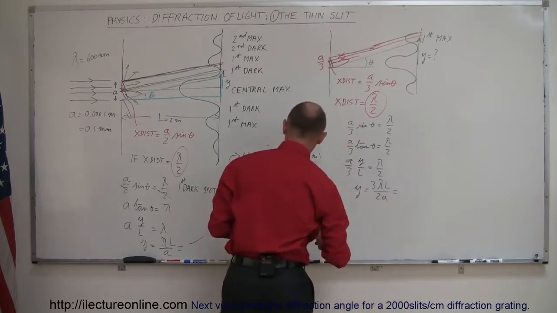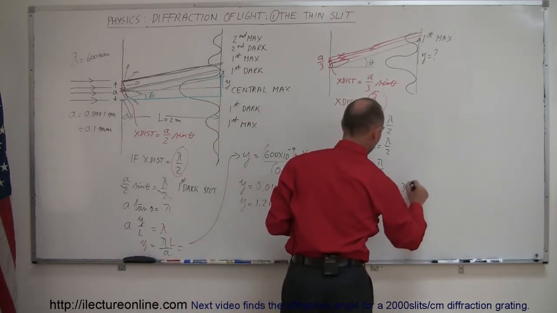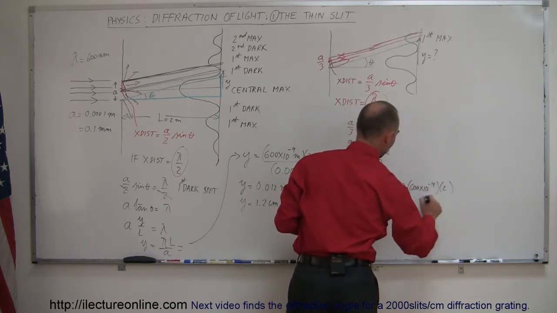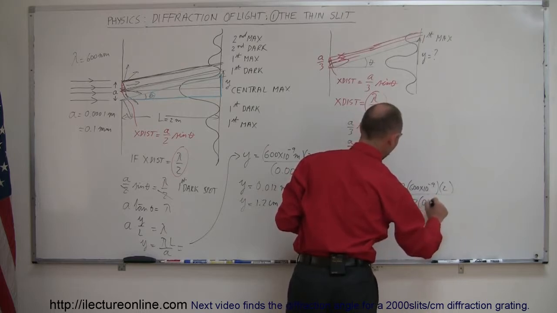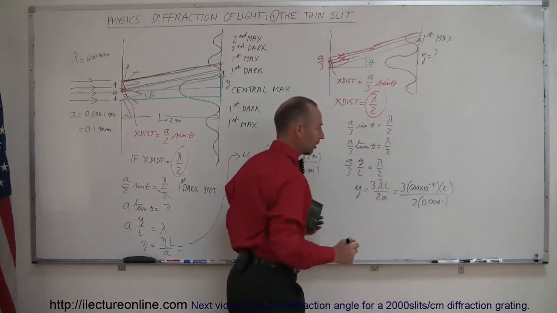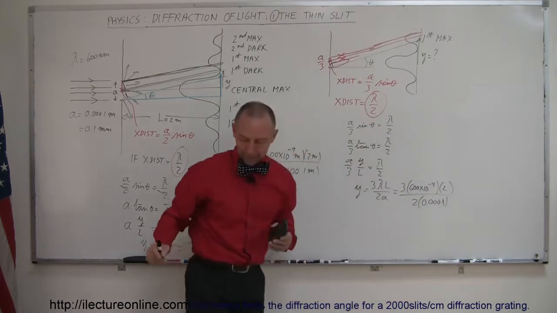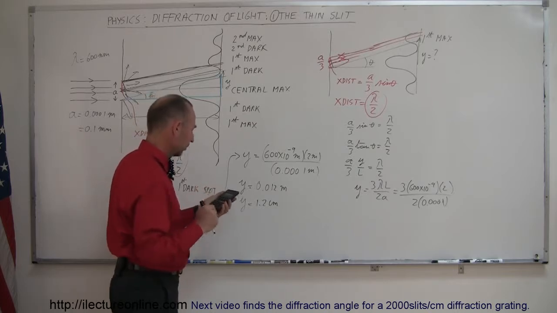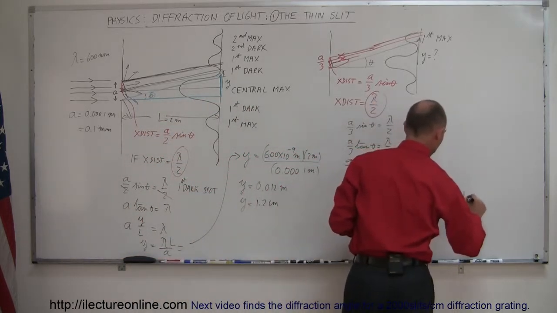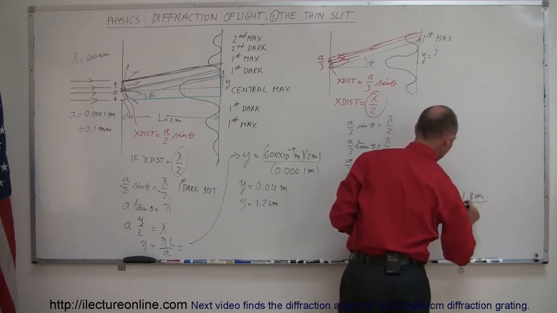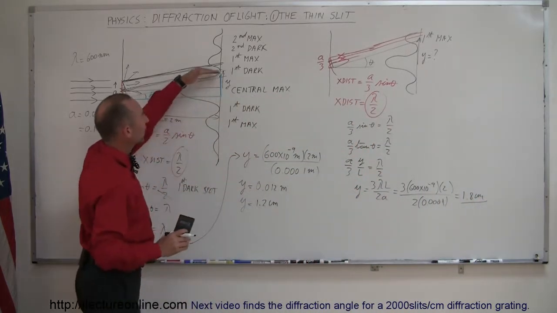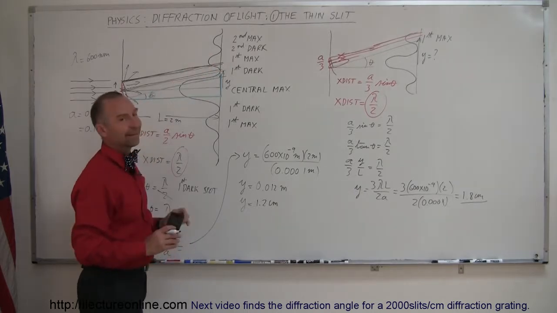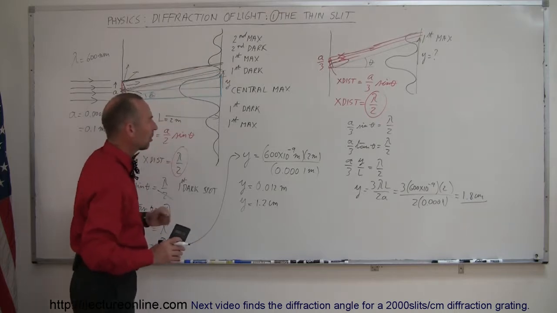And when we plug in those numbers, the same numbers we had before, so 3 times 600 times 10 to the minus 9 times 2 meters divided by 2 times the thickness, 0.0001. That's the width. There we go. Divided by 2 times 3 equals, and we get 1.8 centimeters. So if the first dark spot is found at 1.2 centimeters, the first bright spot is found at 1.8 centimeters. So know that it's not a linear relationship here.